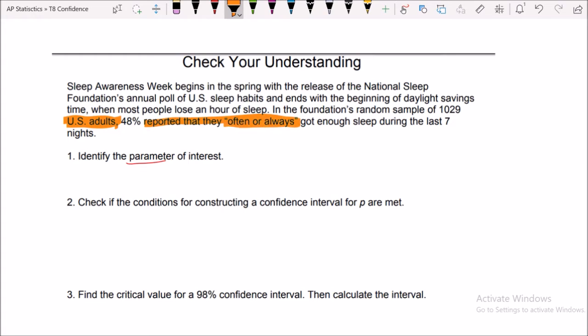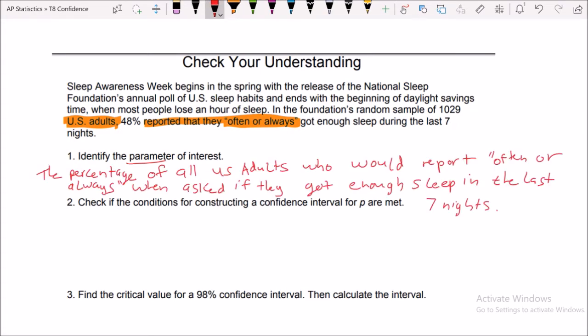So what is our parameter of interest? The percentage of all US adults who would report often or always when asked if they got enough sleep in the last 7 nights. Based on the way they designed this sample, that's what they're trying to predict, or what they're trying to make an estimate of. And remember, confidence intervals are an interval estimate. Now we're asked to check to see if the conditions for constructing a confidence interval for p are met.